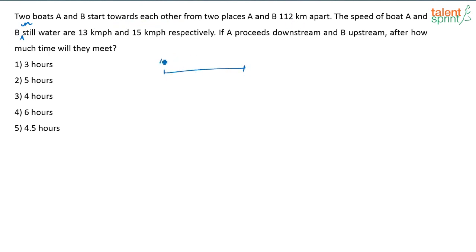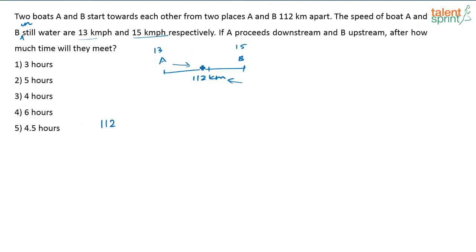Two boats A and B start towards each other from two places which are 112 kilometers apart. So the total distance, there are two boats A and B, the distance between them is 112 kilometers. The speed of boats A and B in still water is 13 and 15 kilometers per hour respectively. If A proceeds downstream and B is proceeding upstream, how much time will they take to meet? The total distance is 112 kilometers. That is the distance that both of them have to travel. They are meeting at some point in the middle, so the total distance traveled by both of them put together will be 112 kilometers.